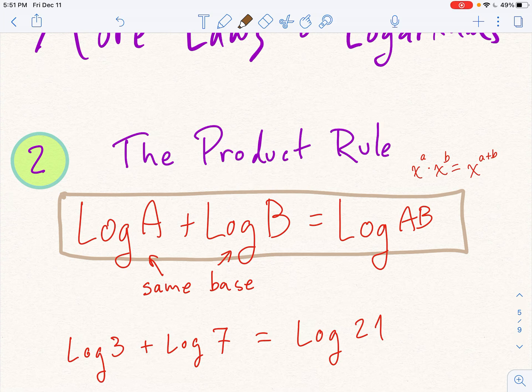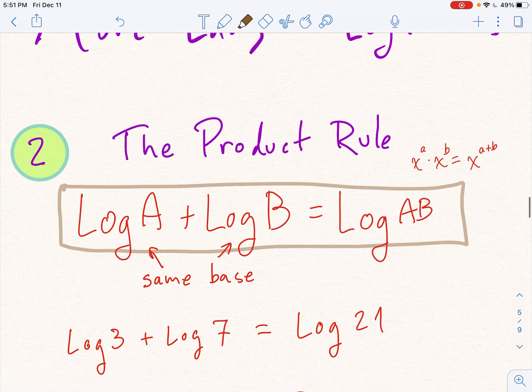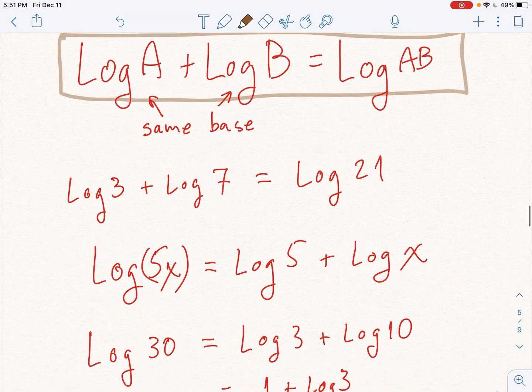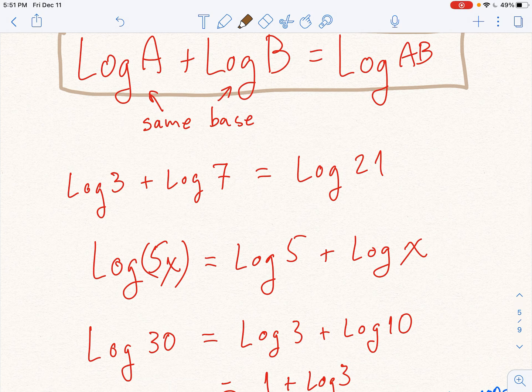So in other words, log of 3 plus log of 7 is just the same thing as log of 21. Those are equal to each other. You can start with one and get the other one, and it doesn't really matter which way you go. You can combine logarithms together this way, or you can split them up. Log of 5x, well, 5x is a product, so that could be written as log of 5 plus log of x. It just depends on what you want to do. So we're going for fluency here and being able to write things in different ways.